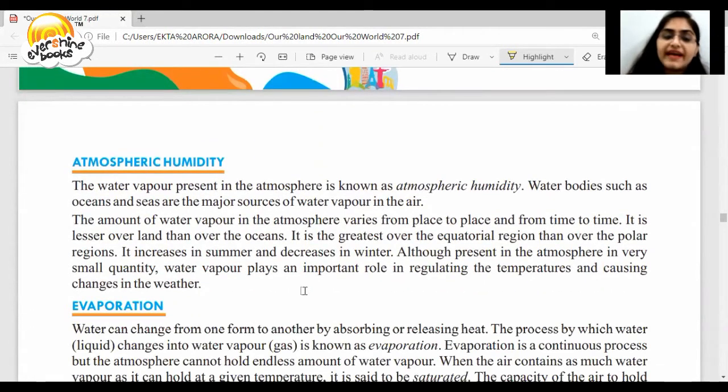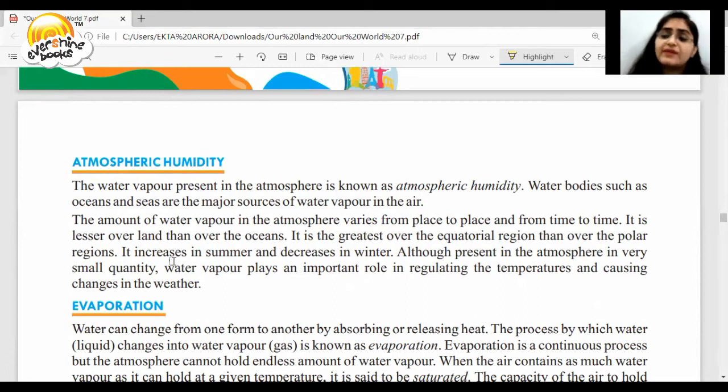Now we'll talk about atmospheric humidity. The water vapor present in the atmosphere is known as atmospheric humidity. Water bodies such as oceans and seas are the major sources of water vapor in the air. The amount of water vapor in the atmosphere varies from one place to another and from time to time. It is lesser over land than over the sea. It is the greatest over the equatorial region than over the polar region. It increases in summer and decreases in winters.